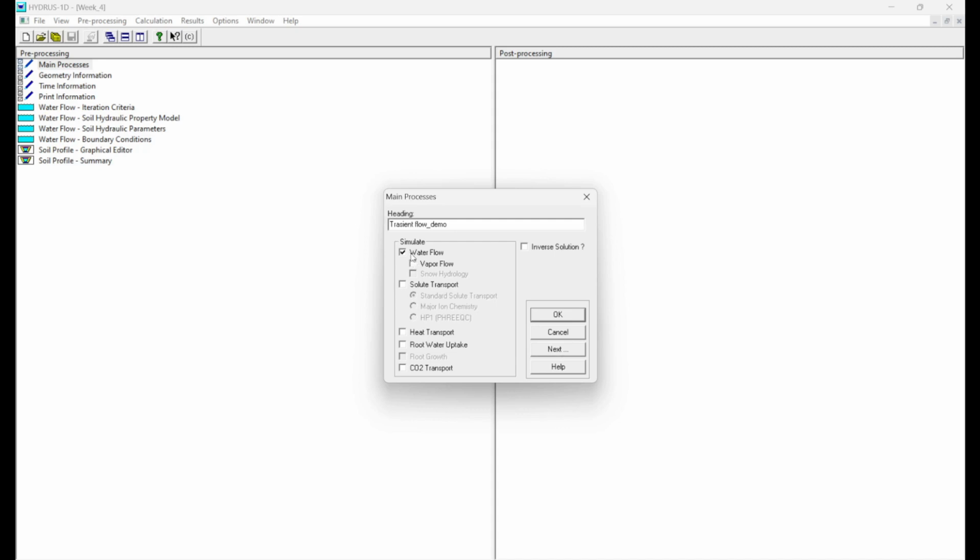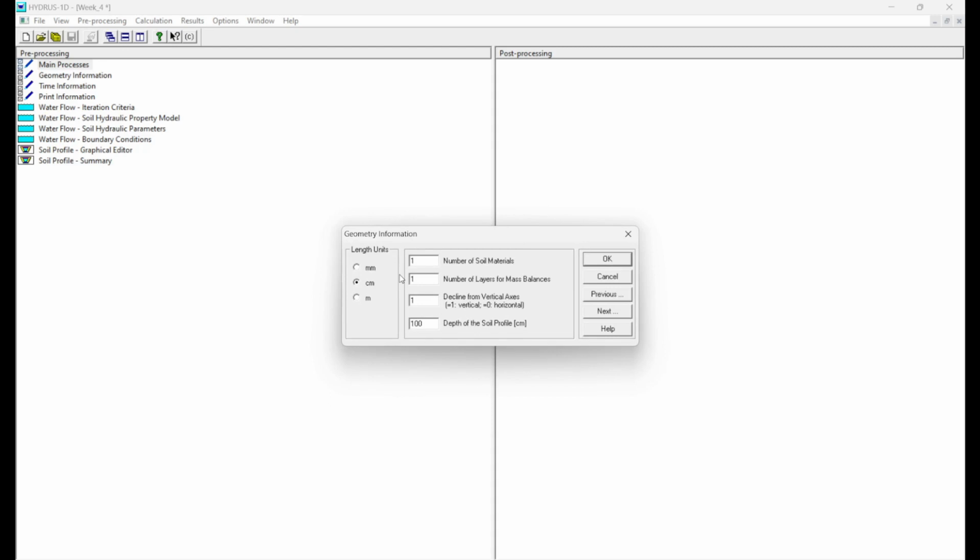So by just clicking water flow, we'll click next, and then this unit will come where we can define the geometry of the system in which we are going to solve the water flow problem, right? So there is length; you can choose in mm, centimeter, or meter. So here I'll be selecting centimeter.